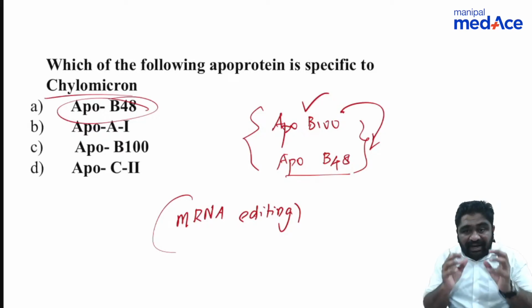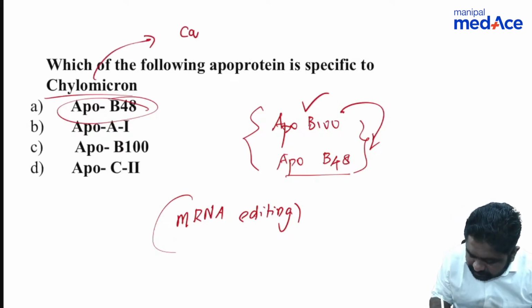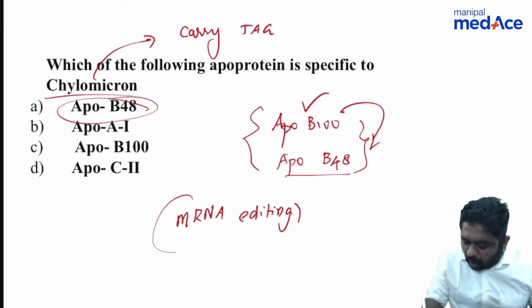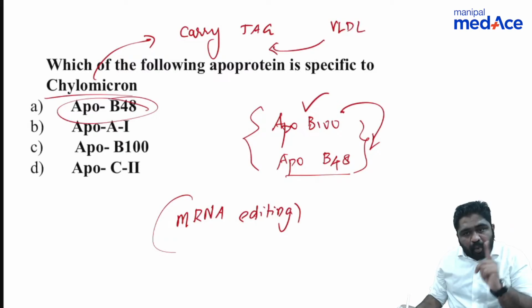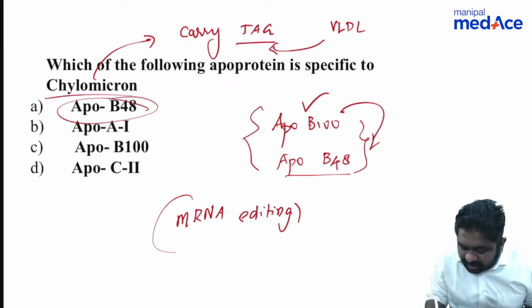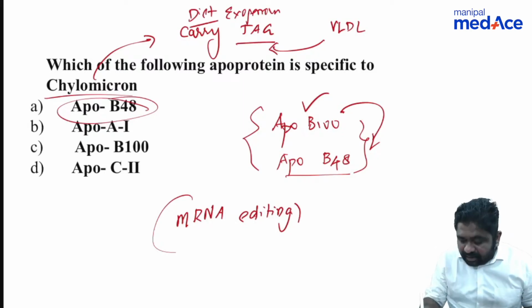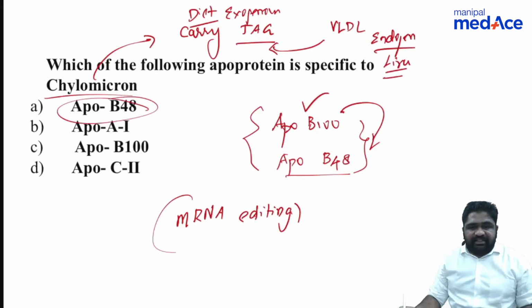Chylomicrons are the carriers of the lipid called triacylglycerol. Point number one, chylomicrons carry triacylglycerol. Now, what about VLDL? VLDL also carries triacylglycerol. Point number two. Now, what is the difference? Chylomicrons will carry the triacylglycerol from exogenous sources, which is the diet, while VLDL will be carrying it in case of endogenous nature, which is the liver synthesized triacylglycerol.